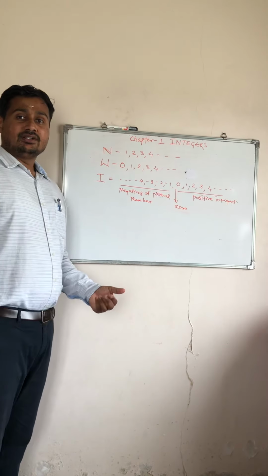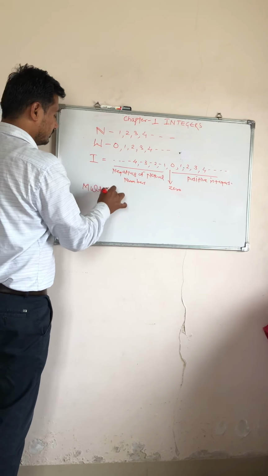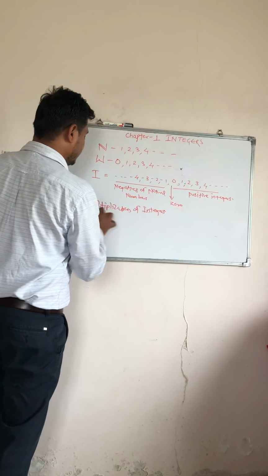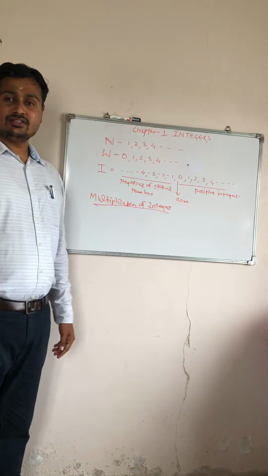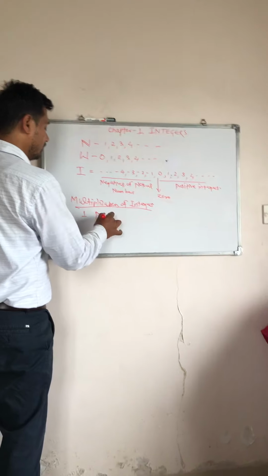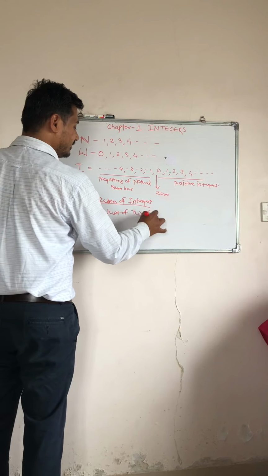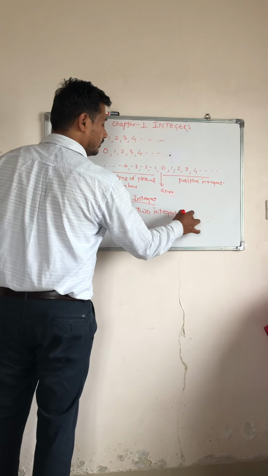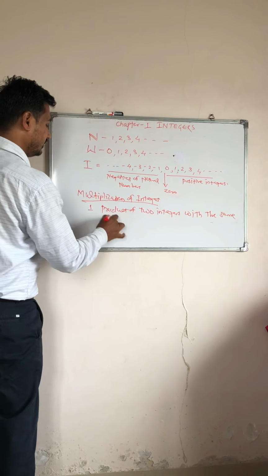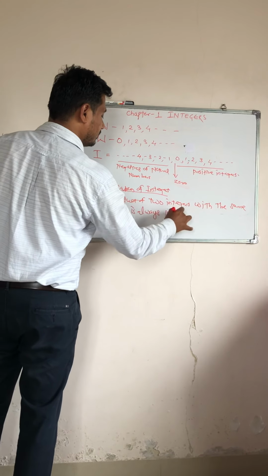Now the next important topic is multiplication of integers. In the multiplication of integers, the first point is that the product of two integers with the same sign is always positive.